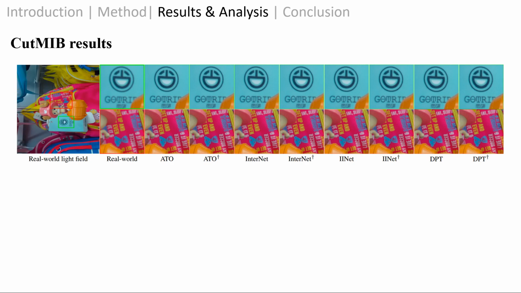We also conduct experiments to prove that networks trained with CutMIB can generalize well to real-world light fields. We choose a real-world light field from the HFUT dataset, and we super-resolve this light field directly using the baseline networks and their corresponding versions trained with CutMIB.